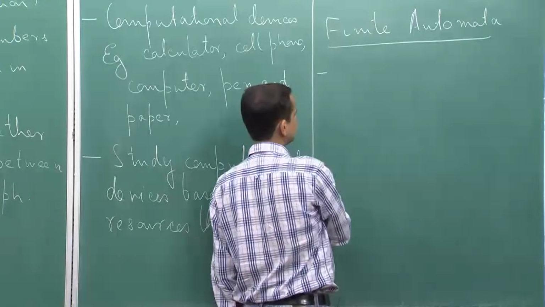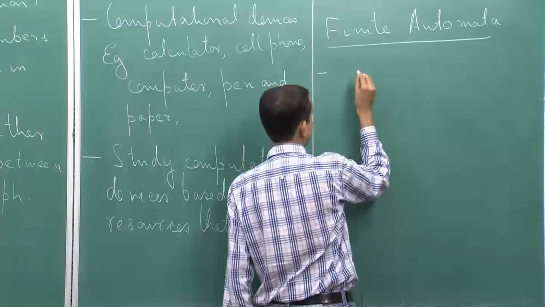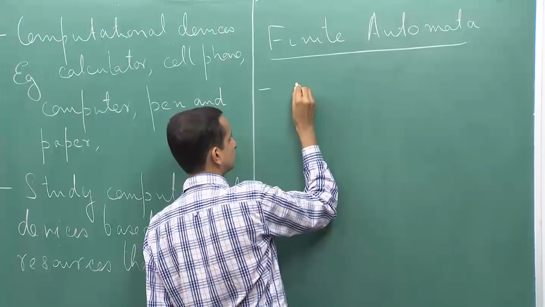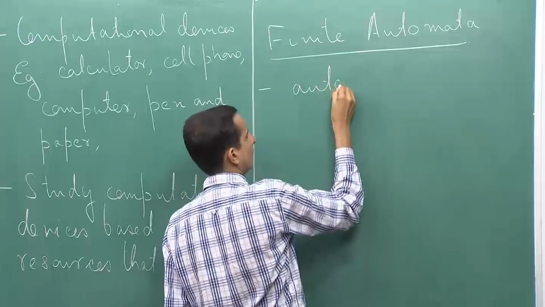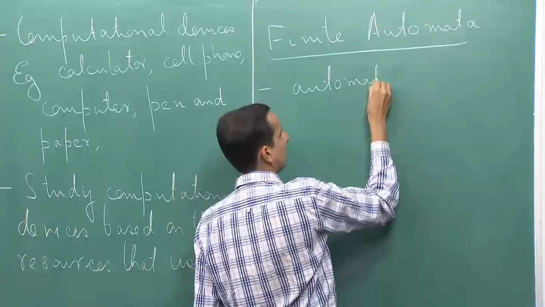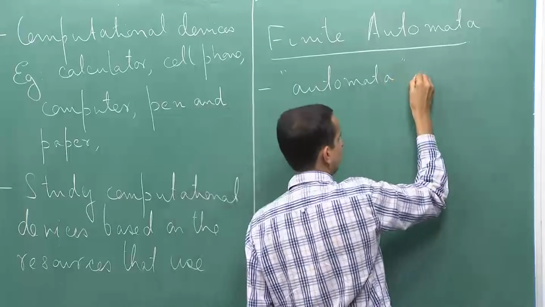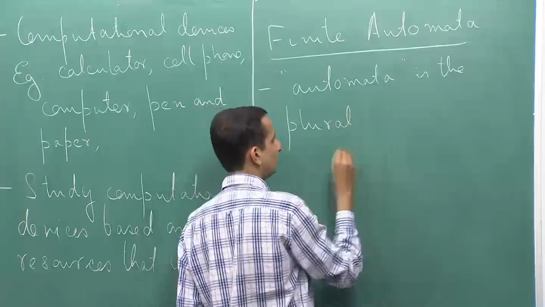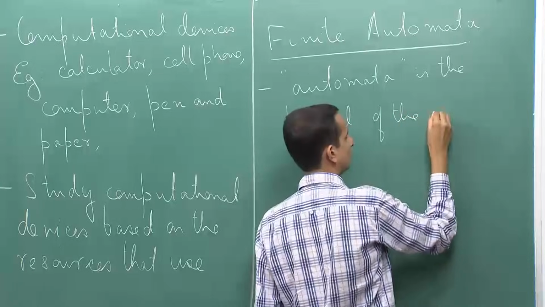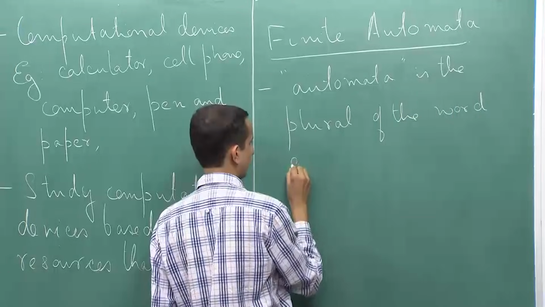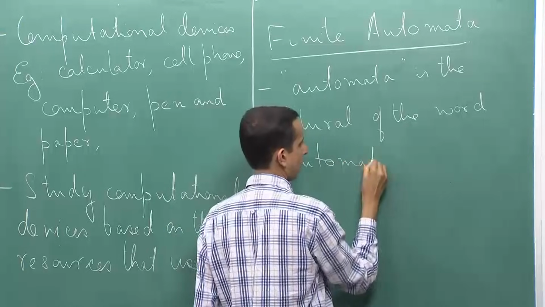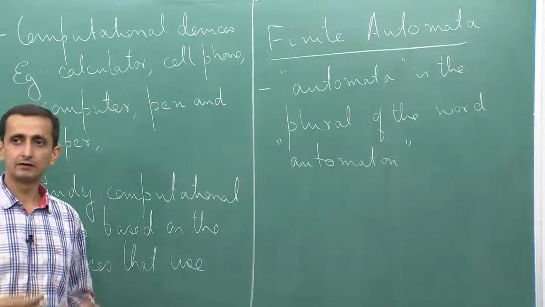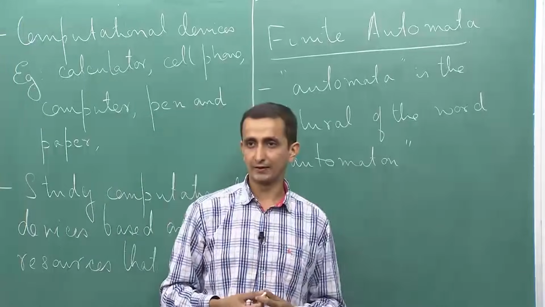So, before that, just a small note. Automata is the plural of the word automaton. So, we have a single automaton and the plural form is automata.